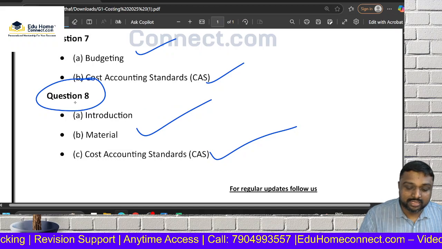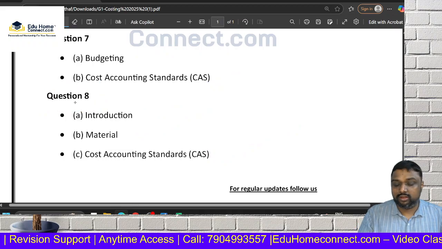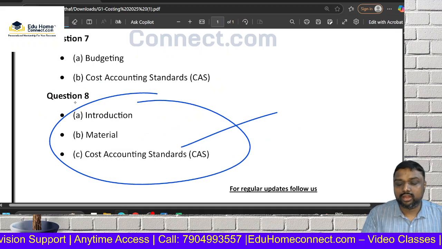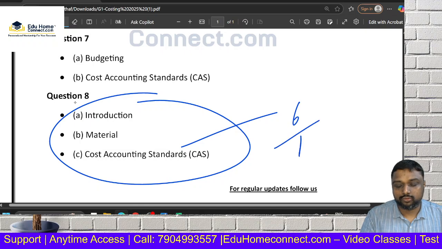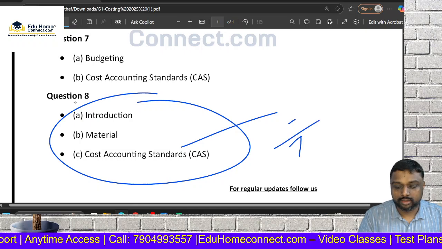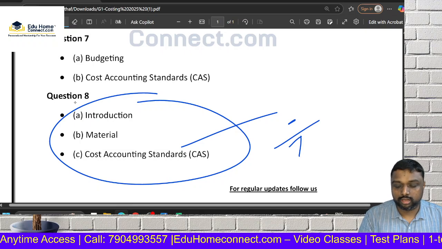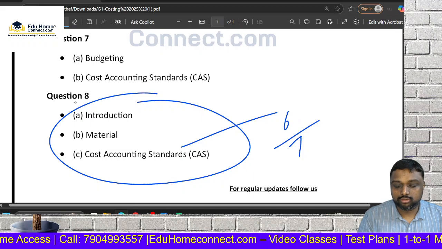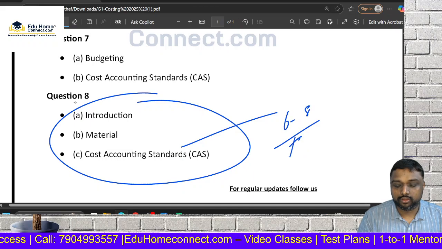What I personally suggest is that in theory, you may not get full marks. You may get 6 out of 14, or maybe 7. This is a 14 mark question only. So you will get 6 to 8 marks out of 14 only if you write well.